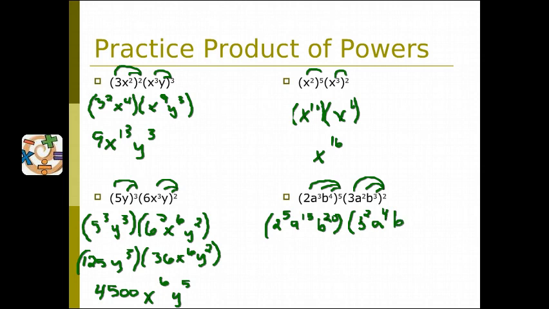Simplify this further, and you would say 2 to the 5th gives you 32 a to the 15th b to the 20th.